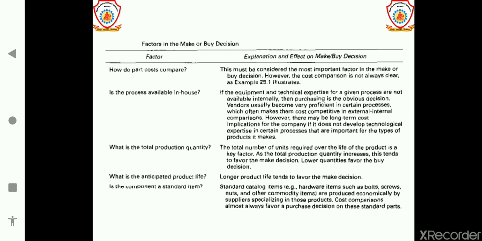Next question is, what is the anticipated product life? A longer product life tends to favor the make decision, and if there is a shorter product life, then we can buy the particular parts. Next question is, is the component a standard item or not? If it is a standard item, then we should definitely purchase that item from the vendors.